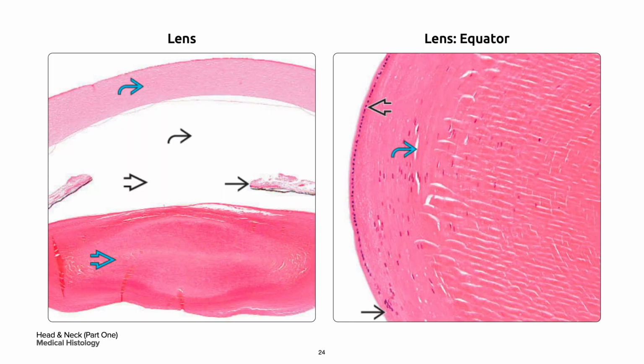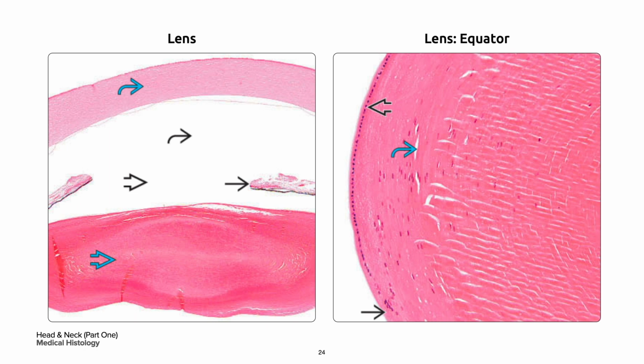Next is your lens. On your left is a low magnification H and E of the anterior globe, illustrating the lens in blue bold arrow lying posterior to the iris in single black arrow, the anterior chamber in curved black arrow, and the cornea in curved blue arrow. The pupil consists of the opening within the center of the iris in bold black arrow.